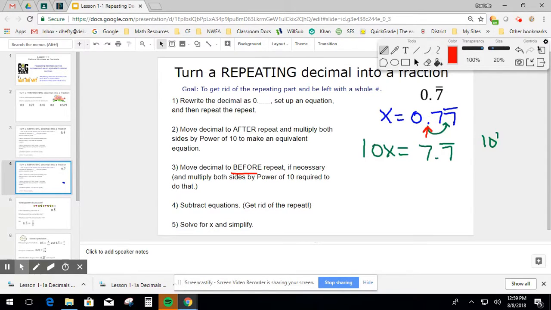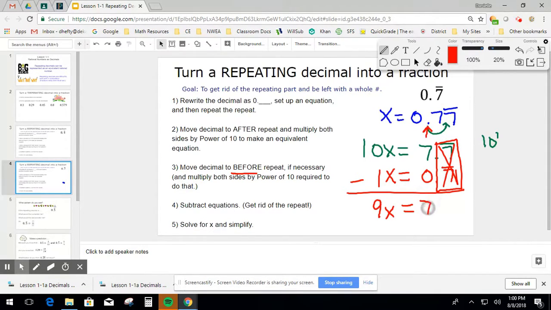Well, it started before the repeat. So I just write the original equation. X equals, notice I'm lining everything up. X equals 0.7 repeating. And now I'm ready for step number 4. Subtract my equations. 10x minus 1x. 10 minus 1 is 9. Don't forget your x. Equals, over here, the decimals lined up. My repeating portion also lined up. 7 minus 0 is 7.